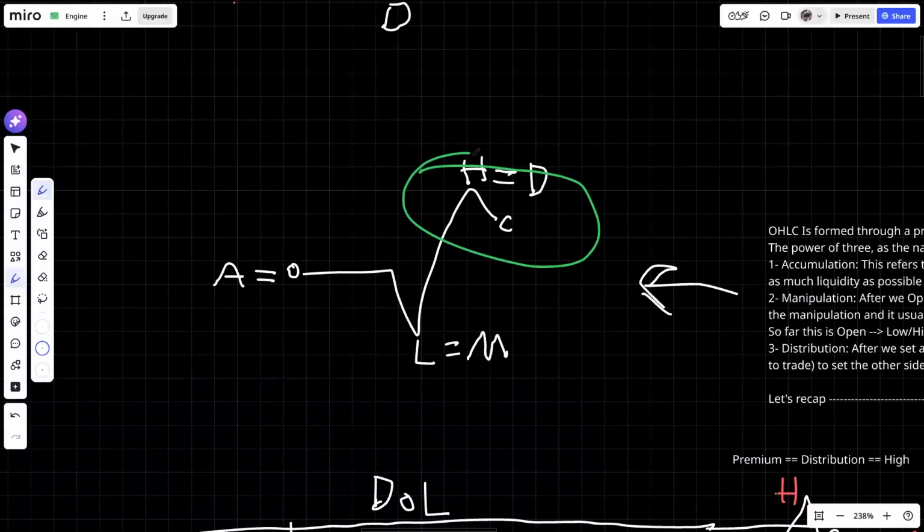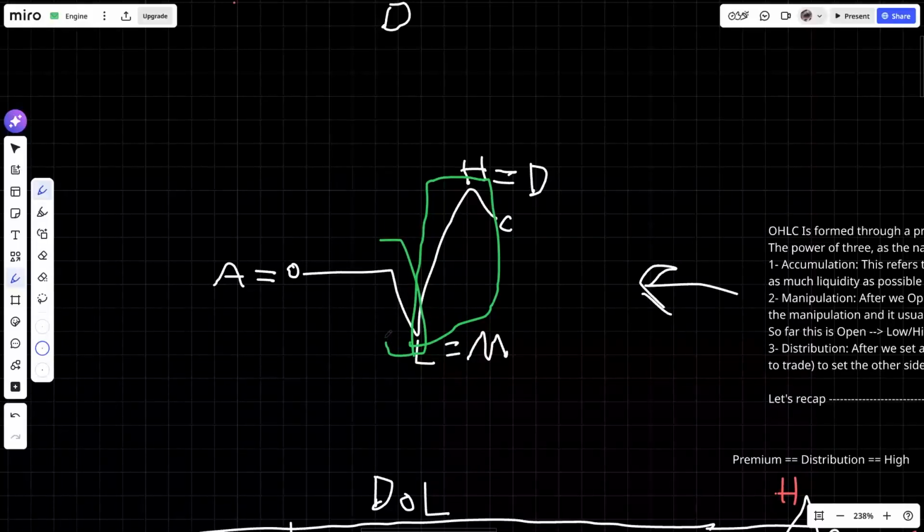And then your high here is your distribution. And you might be like, wait, is this level right here our distribution? No, this whole up move here is your distribution. This whole down move here is your manipulation. And this whole move here is your accumulation. Okay?